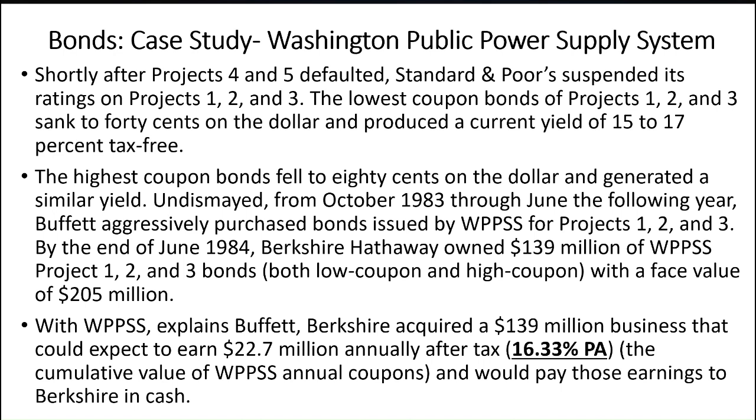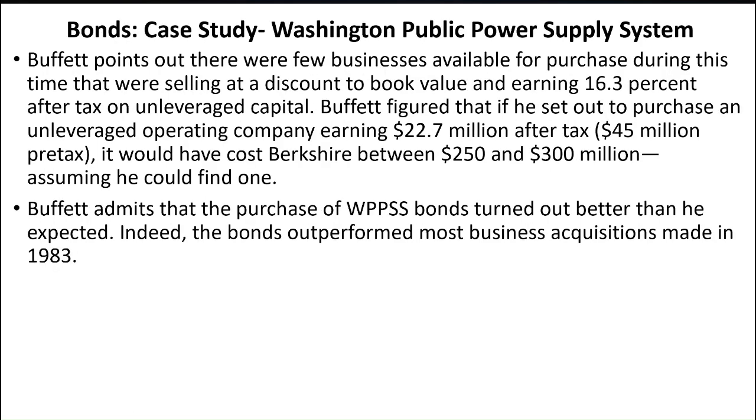WPPSS explains Buffett. Berkshire acquired a 139 million business that would expect 22.7 million after tax, which is roughly 16.33 percent per annum. The cumulative value of WPPSS's annual coupons would pay the earnings to Berkshire in cash.